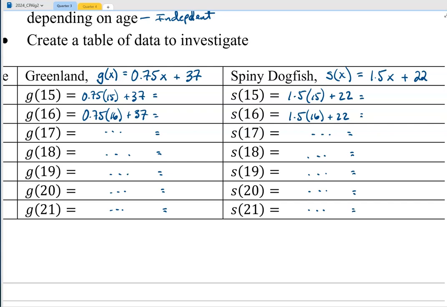So that's one way to save a little bit of time and effort and not rewrite the equation every time. So I'm going to switch over to my calculator now and evaluate these, and I'm going to be on the lookout for a pattern. A lot of times in math class we try to look for patterns and utilize those patterns to save ourselves a little bit of energy. So let's see what happens when we start with this Greenland shark.